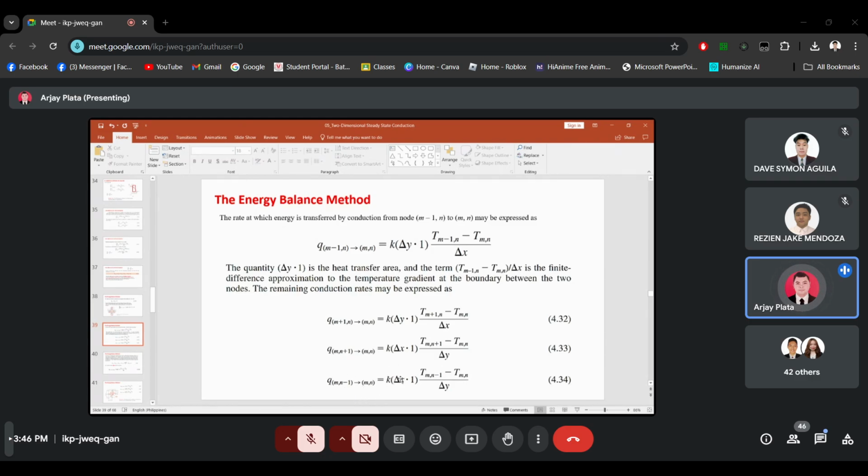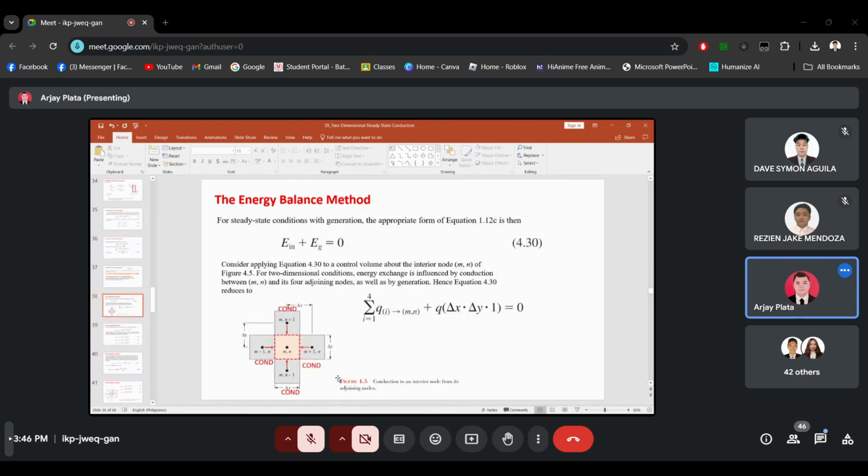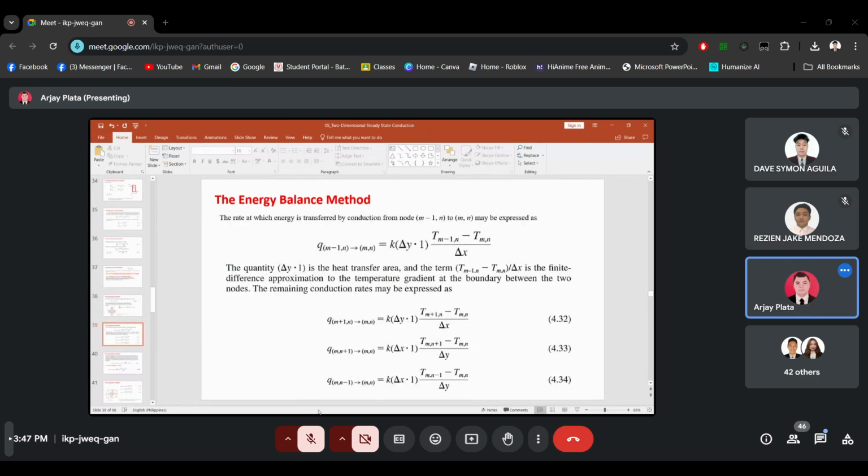Another one from Y direction. So we have, this is from down. So from here down going to Mn. So we have Tm minus 1, Mn minus 1 minus Tmn over delta Y times K times area. Okay, did you get it?